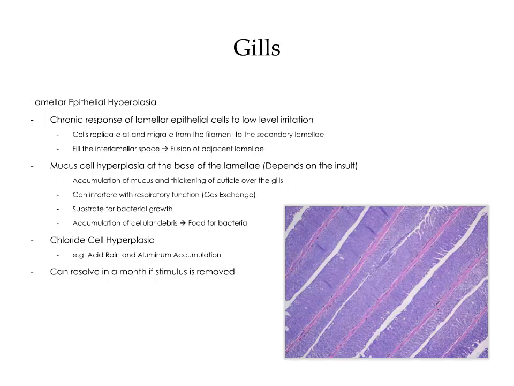The image on the bottom right is an example of severe lamellar epithelial hyperplasia with associated lamellar fusion. In other words, the feathery filaments turned into bricks, resulting in a massive loss in surface area. This would have had a significant effect on gas exchange.